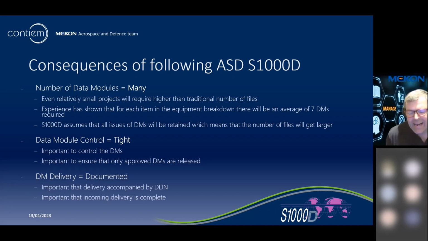And that's where that DDN comes in, that data delivery note, so that when we are doing those deliveries, everything is documented. And it's not just documented down with the data module codification, but actually within the data module, we can also store information about the issue, the date, the verification status. And that leads me on to the next part.